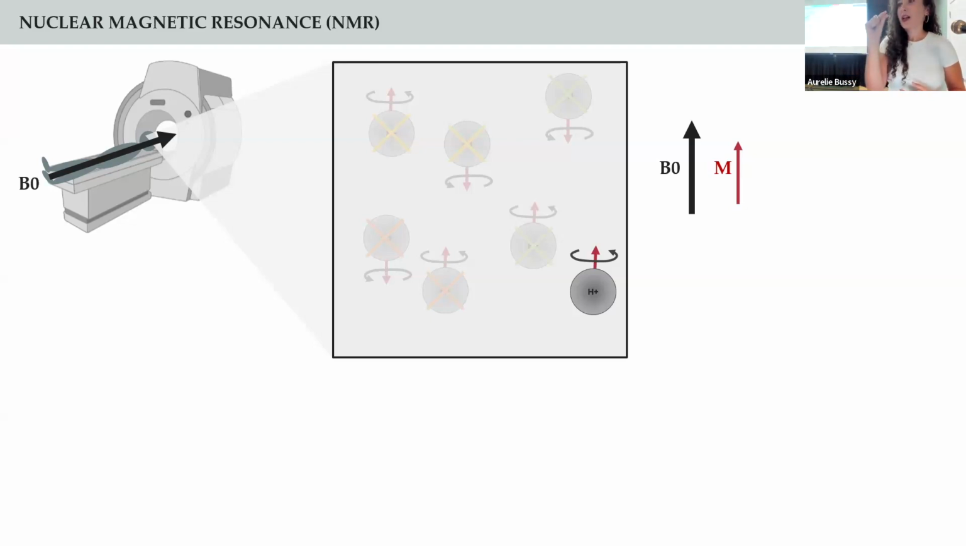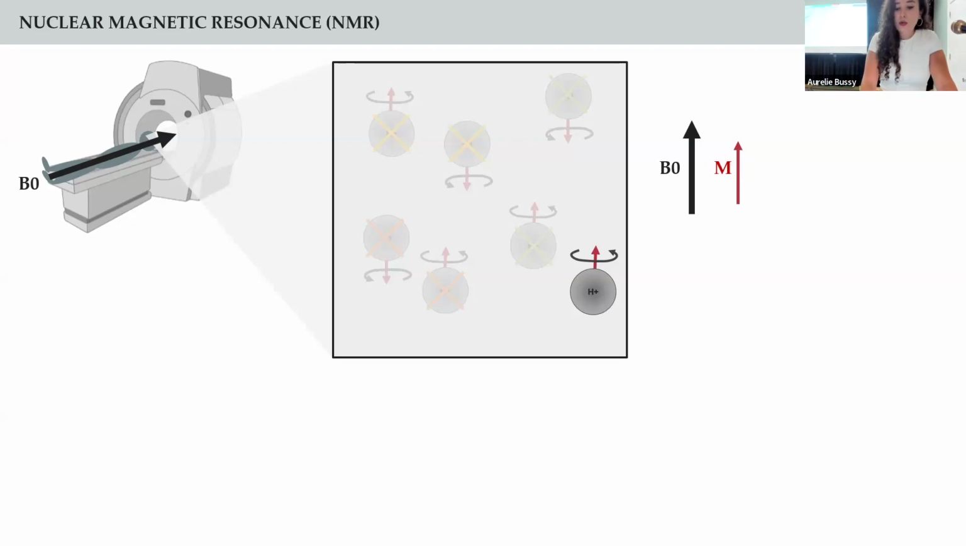So it's tiny, but this tiny excess is what makes MRI possible. Without that, no MRI. So it's pretty cool, I think, to keep that in mind. And so now that we have this magnetization in the same orientation as B0, we want to measure it. We want to make an image out of it, right?